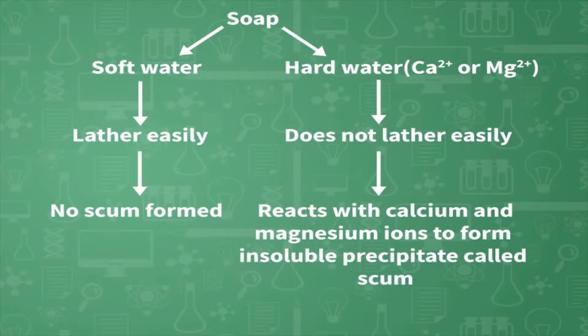If you use soap in hard water, half of the soap is wasted in reacting with calcium or magnesium ions. This results in insoluble particles on the fabric called scum. This scum interferes with the cleansing action of the soap and reduces it.